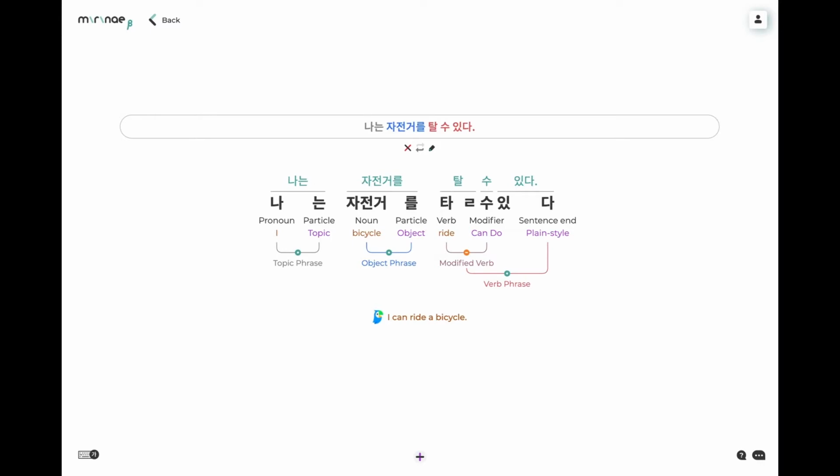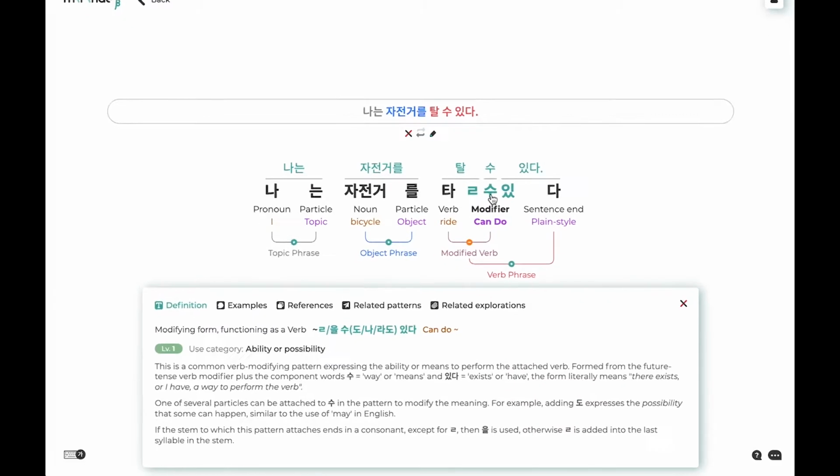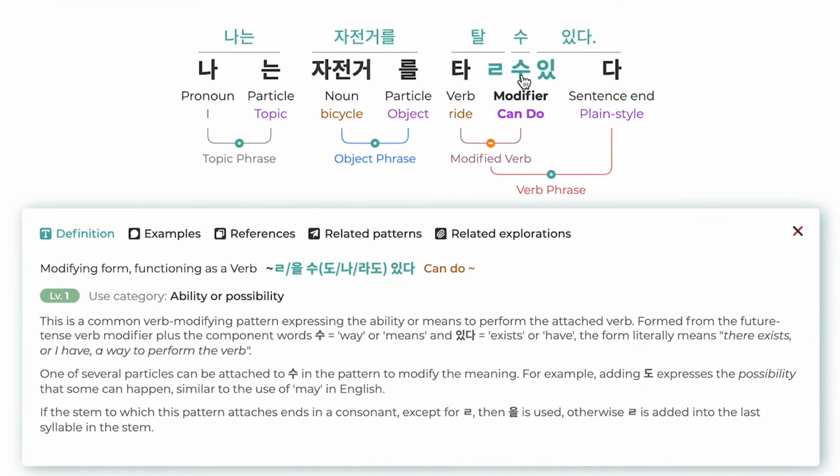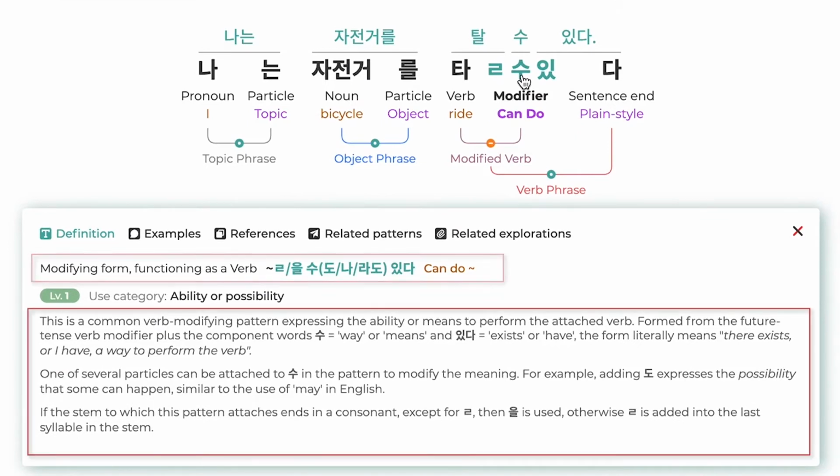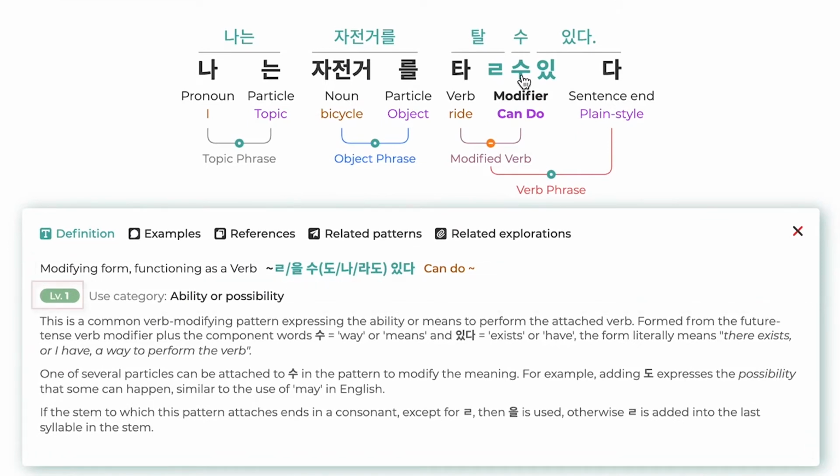From this overview, you can drill in to get more details. Each pattern or word or particle here can be clicked on to bring up a definition box. For patterns, you'll see a description of the pattern and notes on its usage. On this line, we indicate the grammar difficulty level as defined by the National Institute of the Korean Language, and one or more broad use categories telling you the typical intention of the pattern.